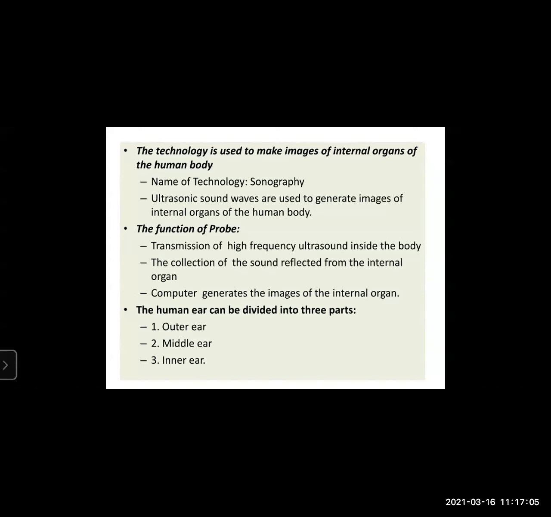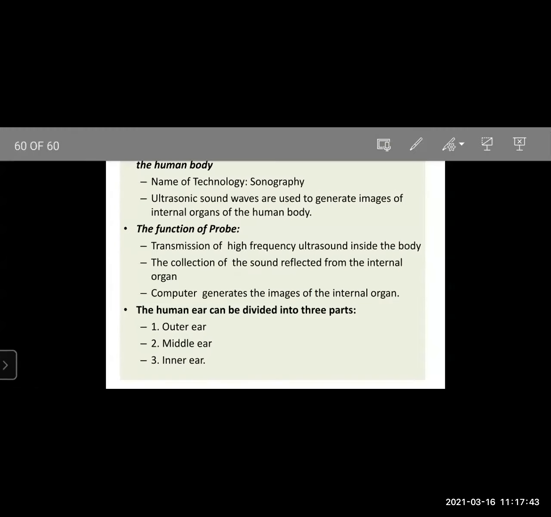Now these electrical signals are carried through which nerve? What is the nerve which carries the electrical impulses from the cochlea to the brain? Auditory nerve. The auditory nerve carries the electrical signals created by the cochlea to the brain.